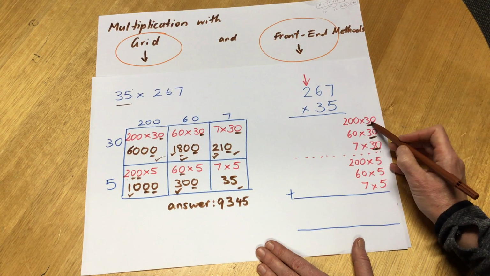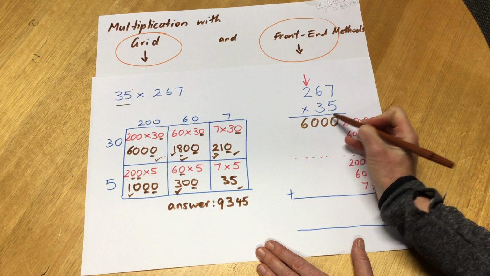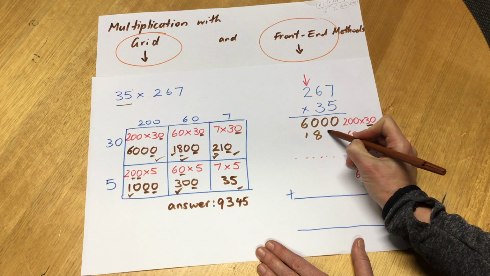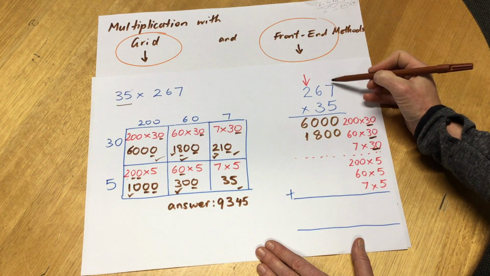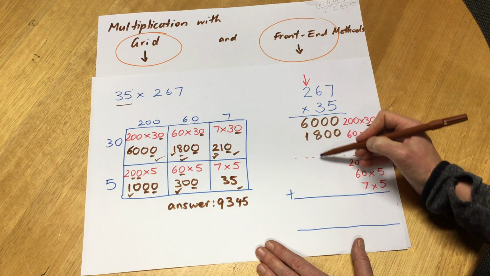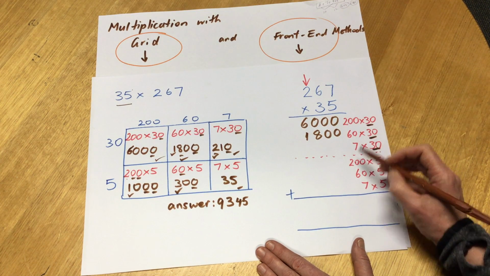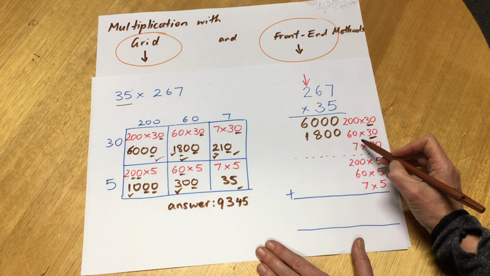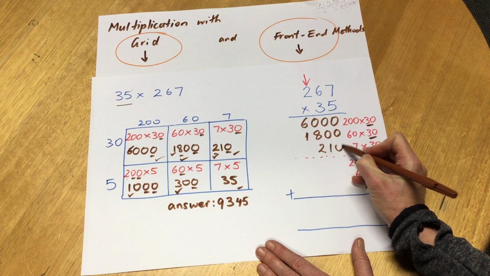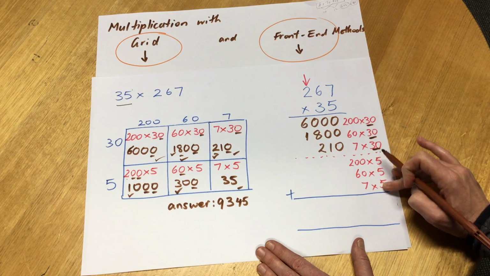So 200 multiplied by 30 was my 6,000. 60 times 30, my 1,800. Notice that in this layout I'm getting all my ones and all my tens and all my hundreds lined up, and then I've got a thousands column I'm creating as well. That's going to help me at the end when I add up so I don't make any mistakes. 7 times 30 is my 210. I've deliberately put that dotted line there just to show you my thinking that I'm now moving into my 5.